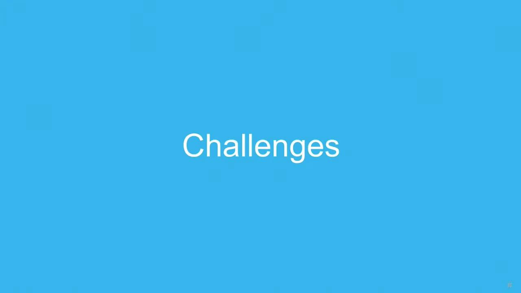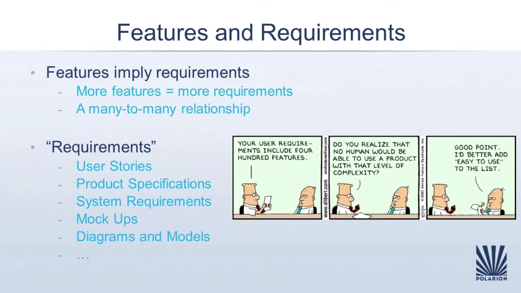All right, let's delve right into it. I like this particular cartoon. Everybody is familiar, or should be familiar, with Dilbert. Here is a great user story. Your user requirements include 400 features. Do you realize that no human would be able to use a product with that level of complexity? And the analyst or product manager says, "Good point. I better add ease of use to the list."